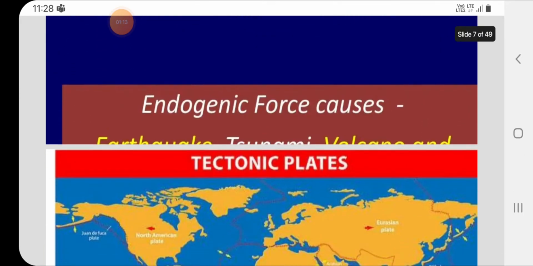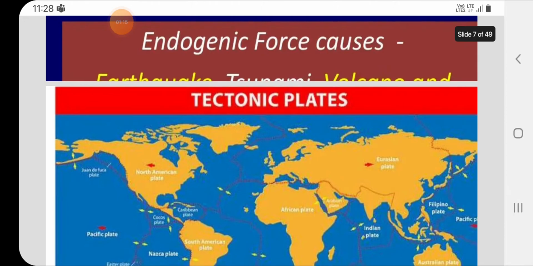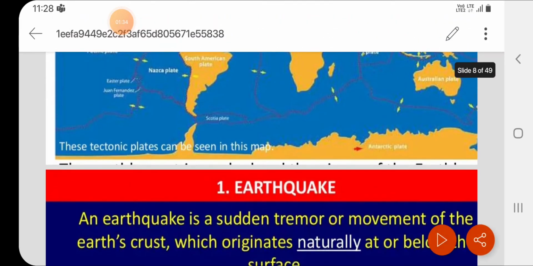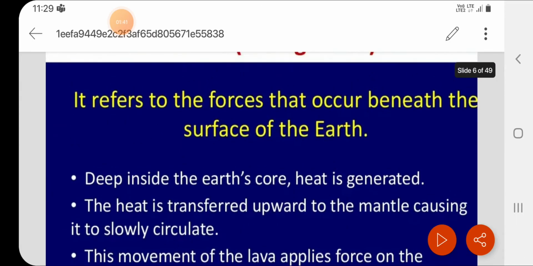Endogenic forces cause earthquakes, that is a sudden force. Endogenic forces sometimes produce sudden movements and other times produce slow movements. Sudden movements such as earthquakes, volcanoes and landslides. Today we are going to discuss major landforms.